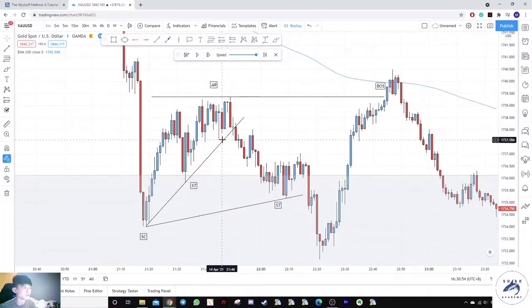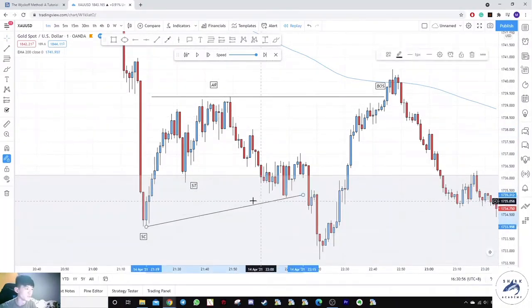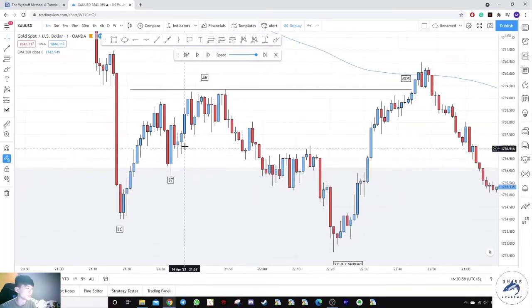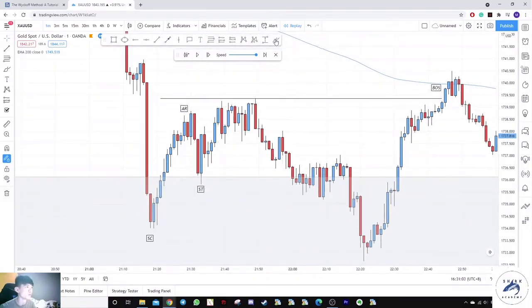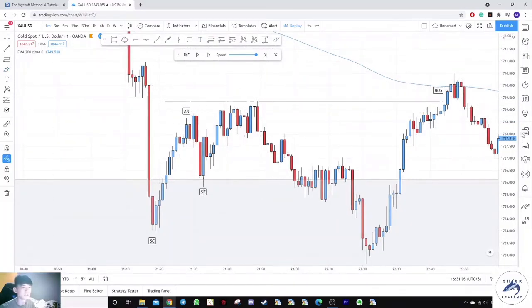So what is the difference? Let's say we move this and we draw it this way instead. Okay, this is the secondary test. That means this is your automatic rally, correct? And you can see prices already broke out of this level. But this schematic is not valid yet.